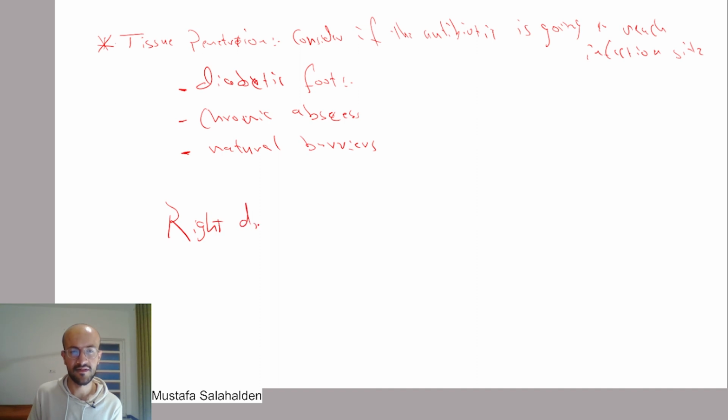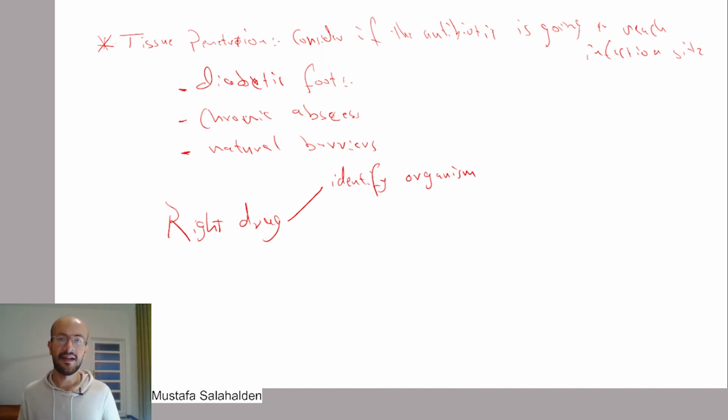So, in summary, regarding the right drug, we talked about how we need to identify the infection, so identify the organism type, and that's through taking a specimen and sending it for culture and sensitivity. So you need to identify the organism.